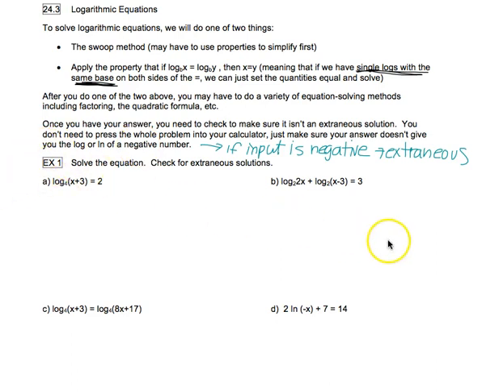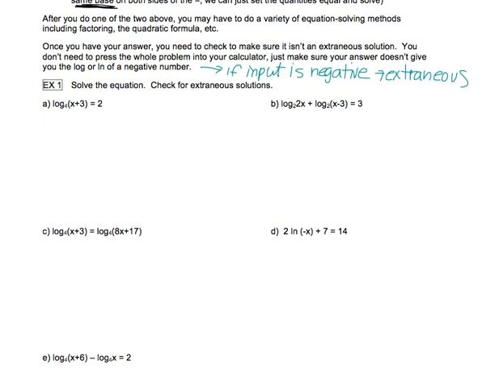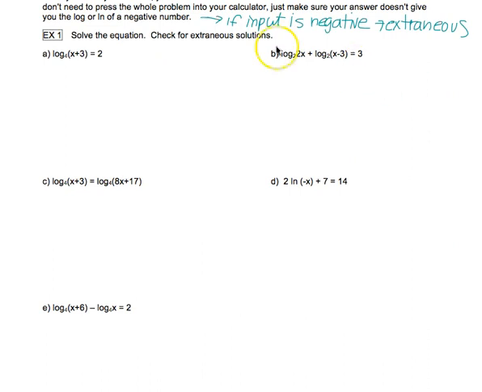All right, so we're going to look at a couple examples here, and you can see that they look different from each other. Here I've got just one log. Here I've got two with addition. Here I've got two, but they're on opposite sides. Here I've got subtraction. Here I've got an ln. So we've got all kinds of different looks here.